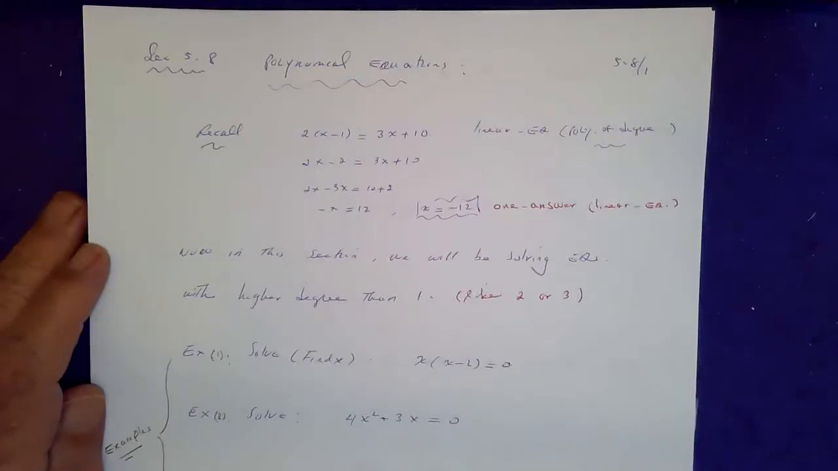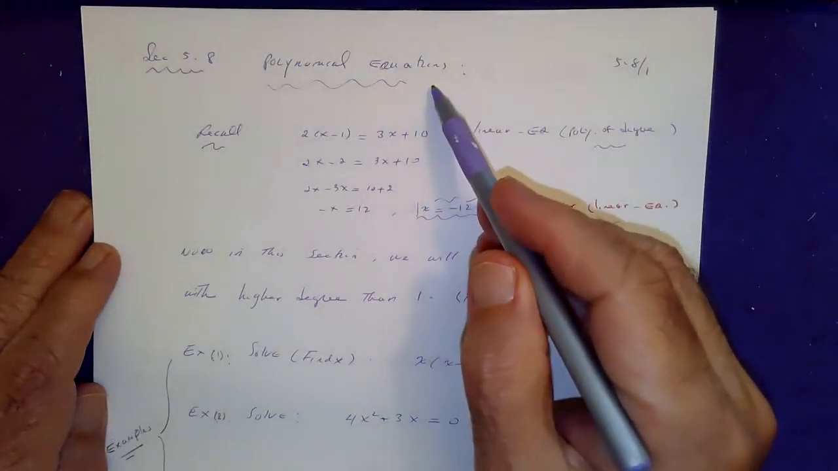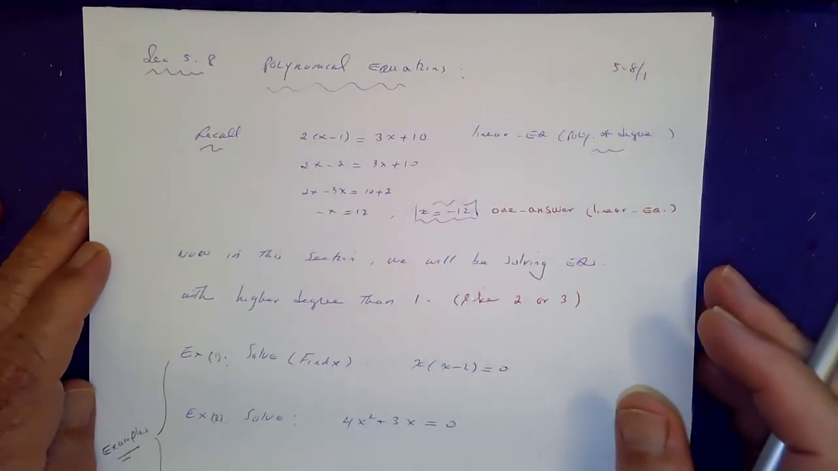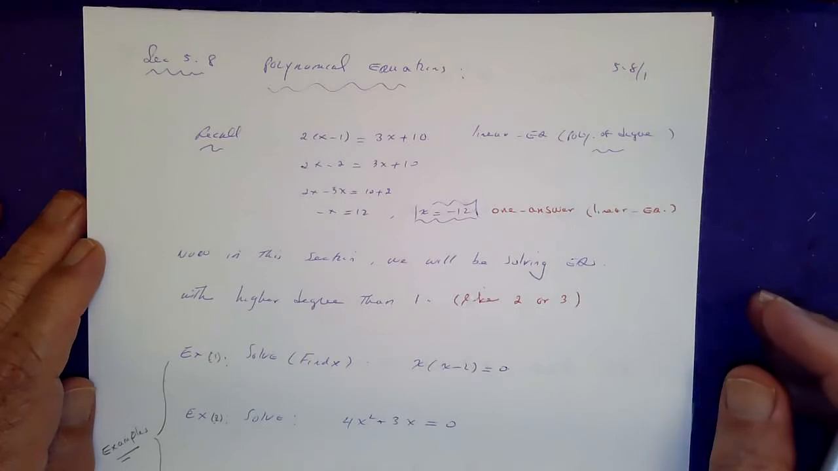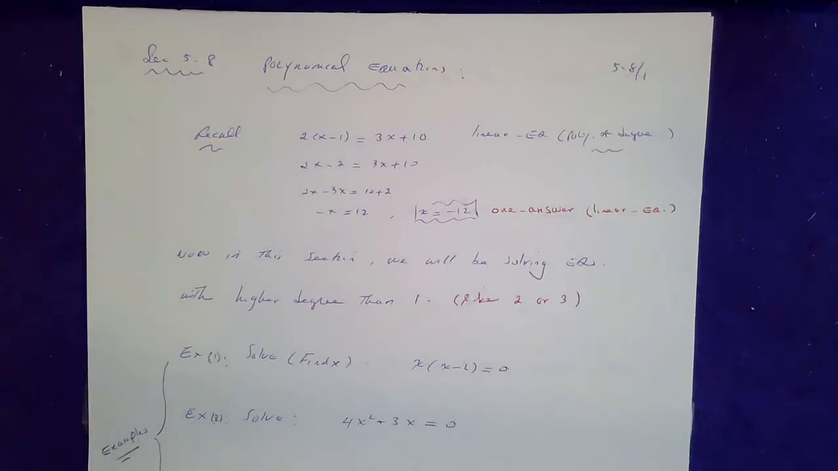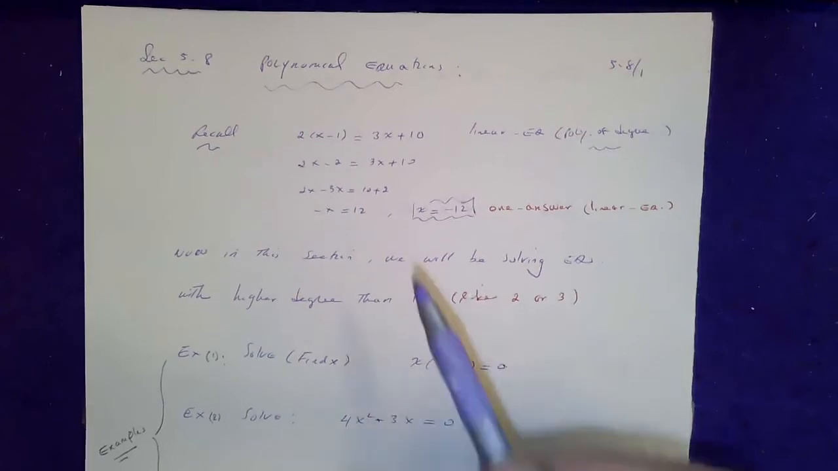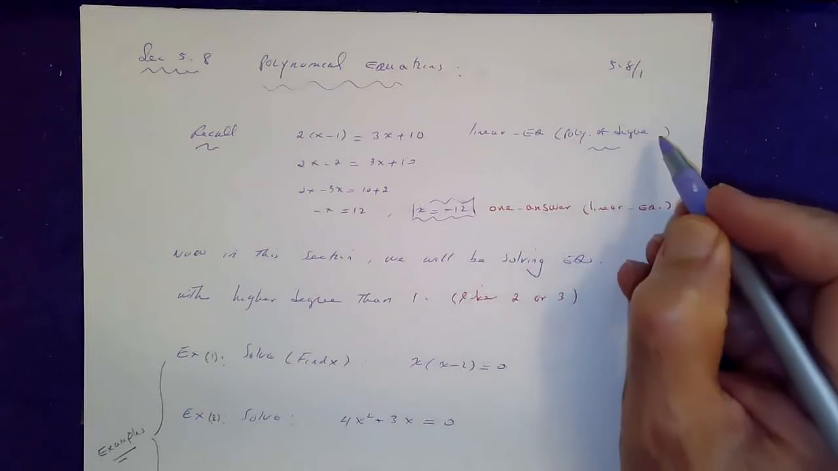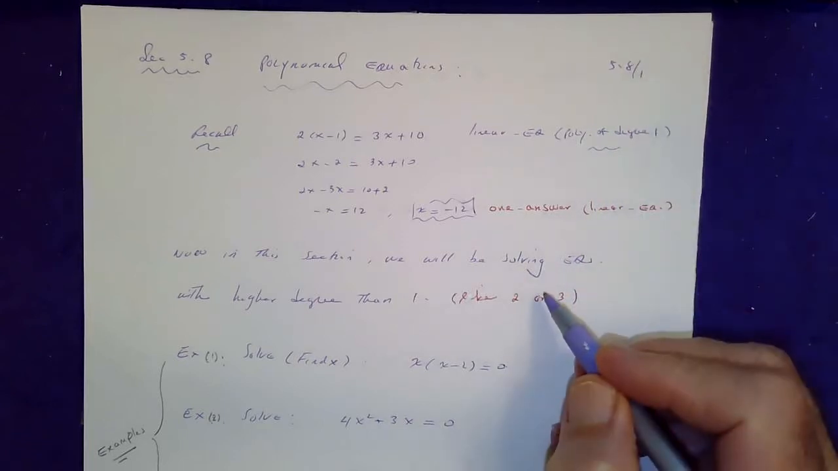Section 5.8, Solving Polynomial Equations. Now that we know what polynomials are, how would you solve polynomial equations when the degree of the polynomial exceeds 1? In Chapter 2, remember, we solved linear equations. Those were polynomial equations of degree 1.